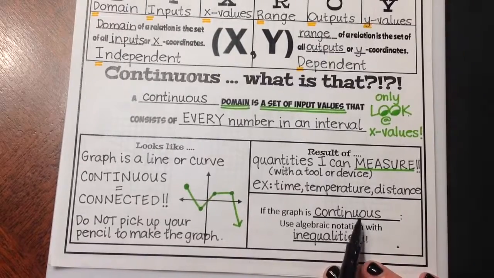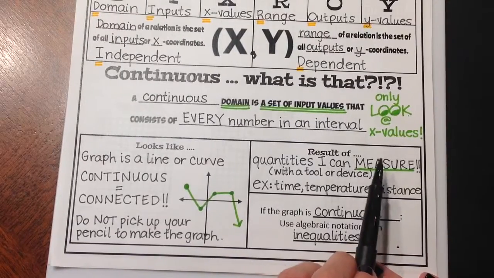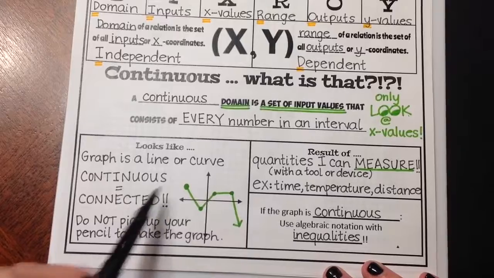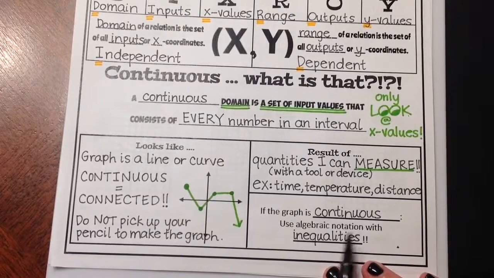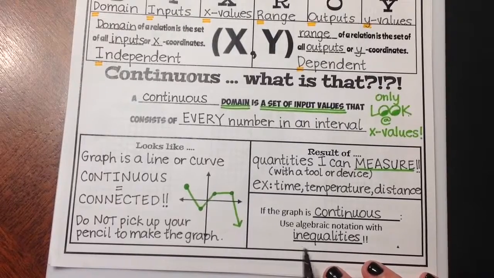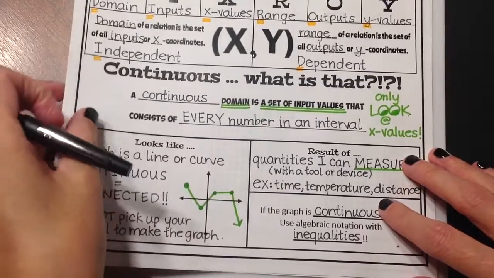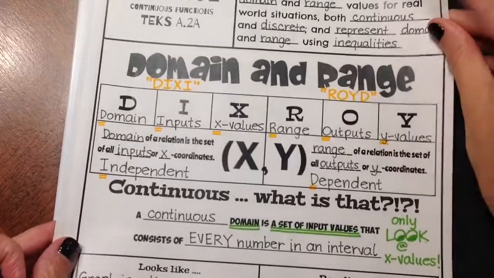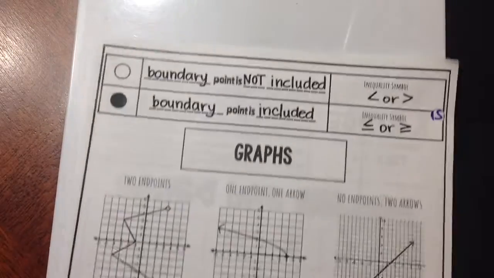If your graph is continuous, meaning you are measuring your X values and you have a connected graph, curve, or line, then you are going to be using inequalities. We will not make a list because, again, there are so many numbers in that interval that we cannot list them all. It's too long, which is why we're using inequalities. So let's look at some examples of how to find domain and range.